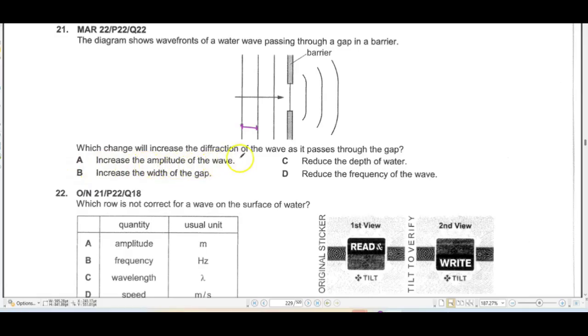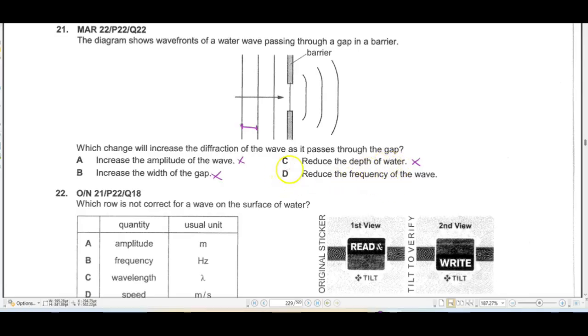Increase in the amplitude of the wave? No. Increase in the width of the gap? This is going to reduce diffraction. If the gap increases, the waves are going to spread out more, and we need them to spread out less. So this is also not it. Reduce the depth of the water. Shallow and deep water is for refraction and not for diffraction.